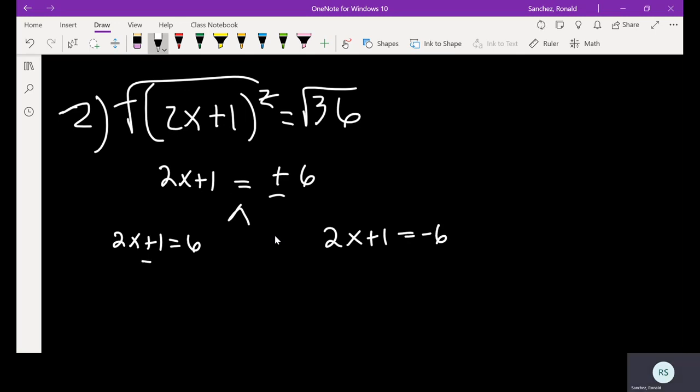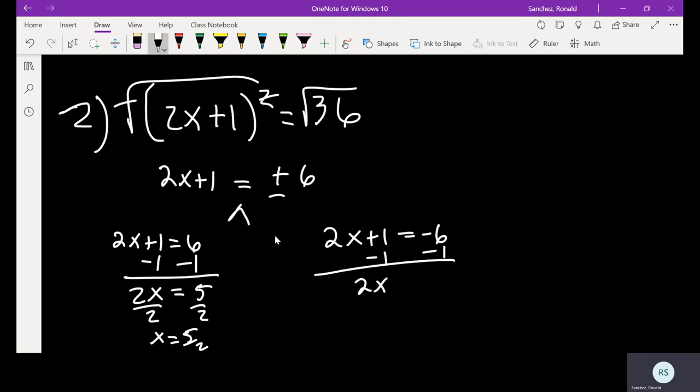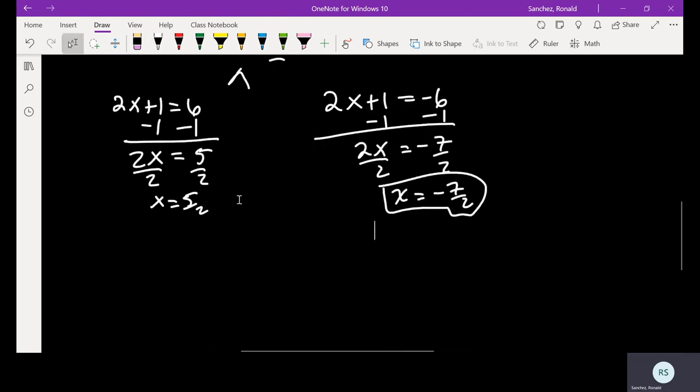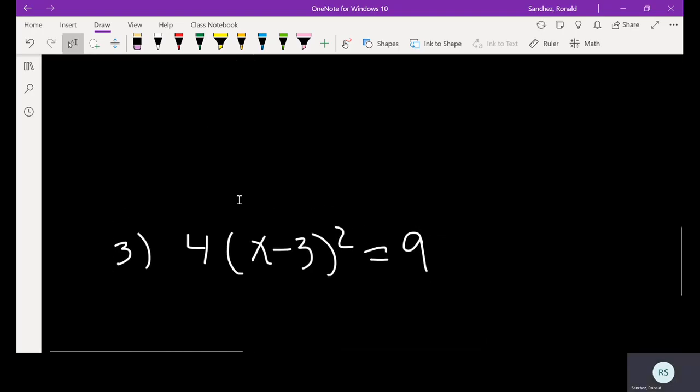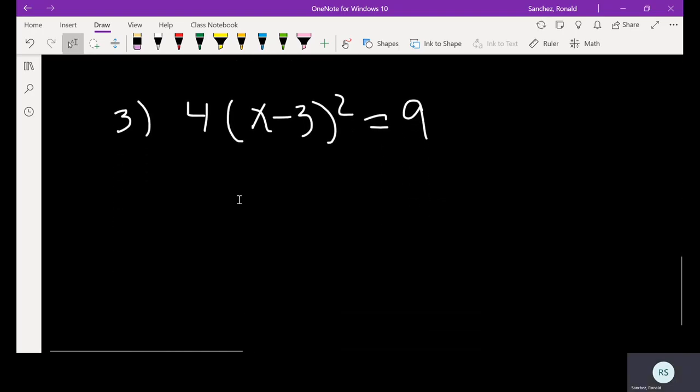Now let's solve for x, and we do that by subtracting 1. So we have 2x is equal to 5, and then I can divide by 2 here. So x is equal to 5 divided by 2. And over here, we can subtract 1 again, and we're left with 2x is equal to negative 7. We can divide by 2, and we're left with negative 7 divided by 2. Let's go ahead and do one last problem, which is right here. There you go.